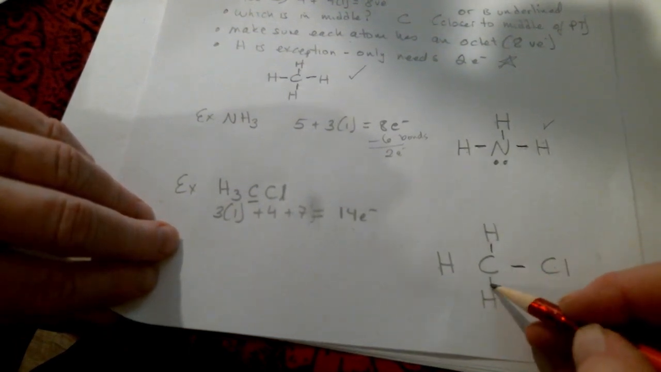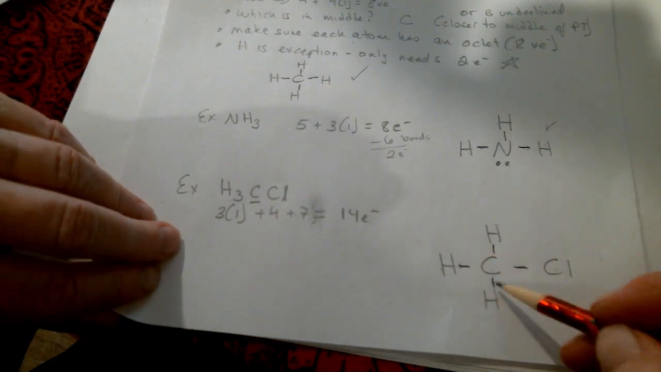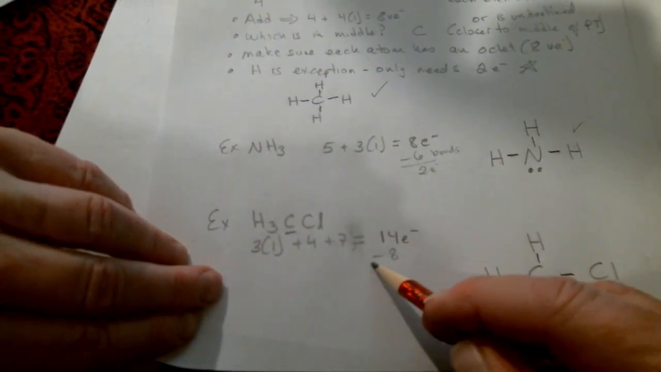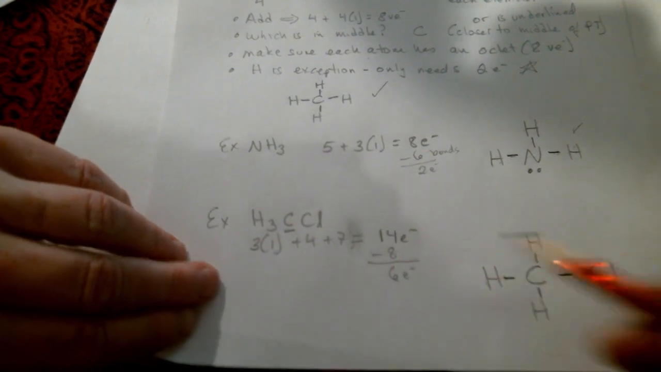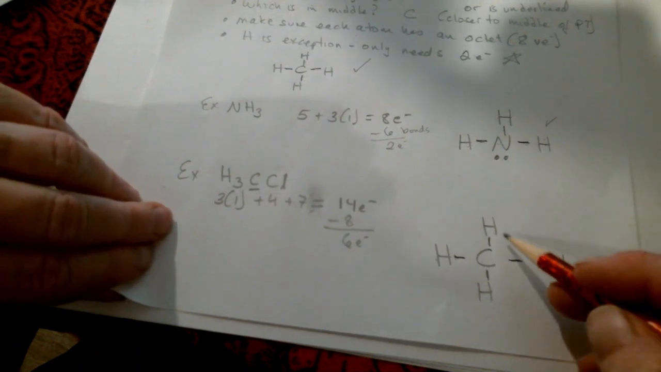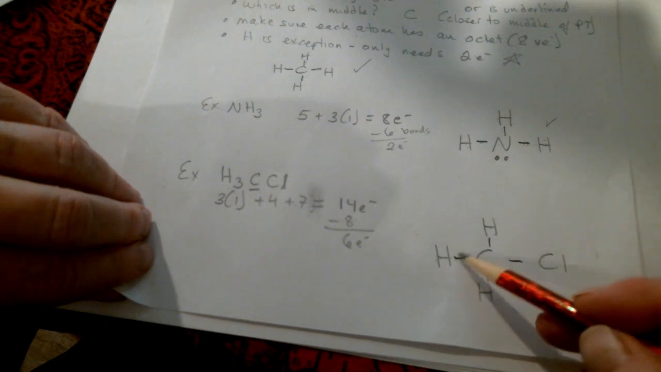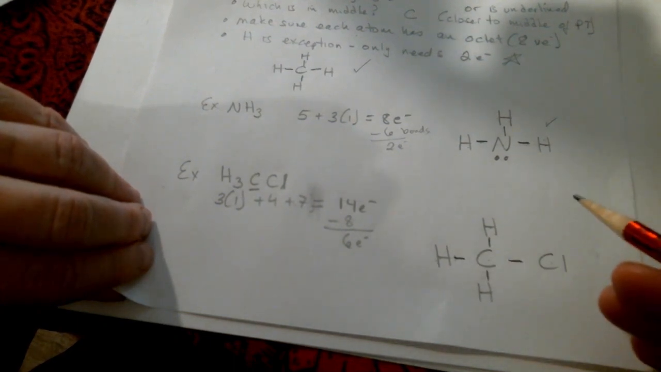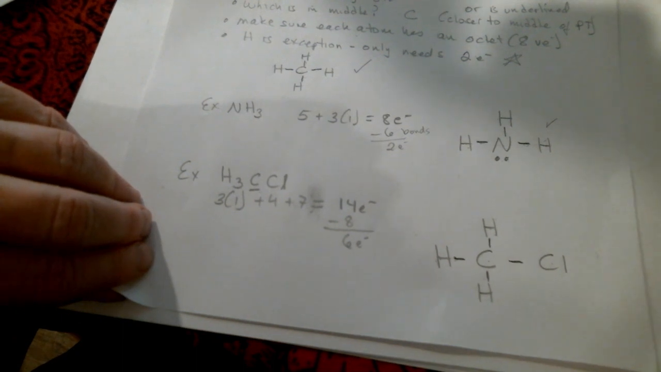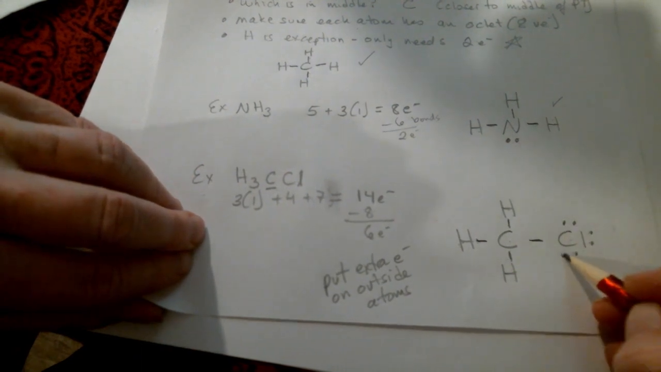Okay, put single bonds. How many did I use up to bond? 2, 4, 6, 8. Okay, so if I take away 8 from this, I'm going to have 6 electrons. So where do I put them? Well, it can't go on the hydrogens. The carbon already has 8 around it, so I'm going to stick them on the chlorine. Usually you're going to put any leftover electrons on the outside atoms. 1, 2, 3, 4, 5, 6.